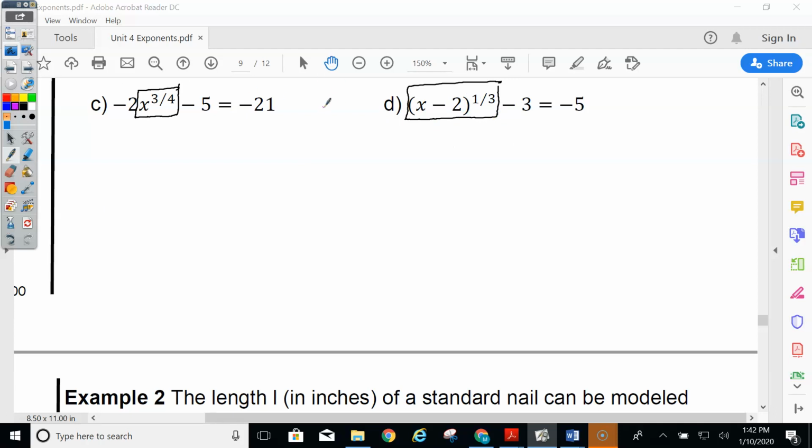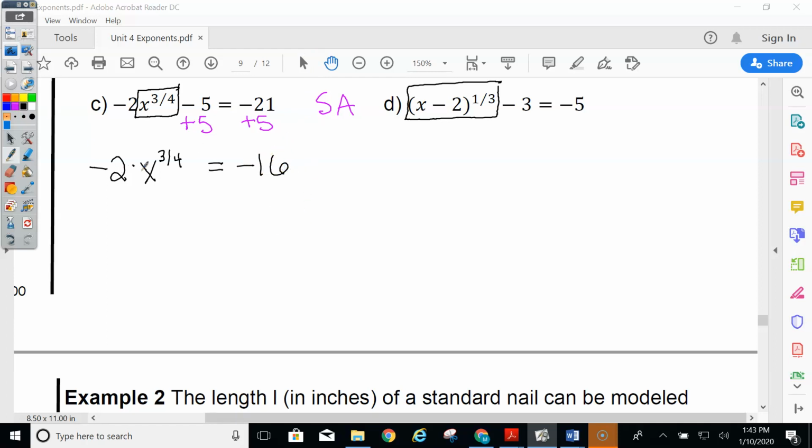All right, so first step, what do we want to subtract or add here? The number on the outside is the -5. So I need to add 5 to get it to the other side. So -2 times x to the 3/4 equals -21 plus 5. If you do -21 plus 5 in your calculator, you get -16.